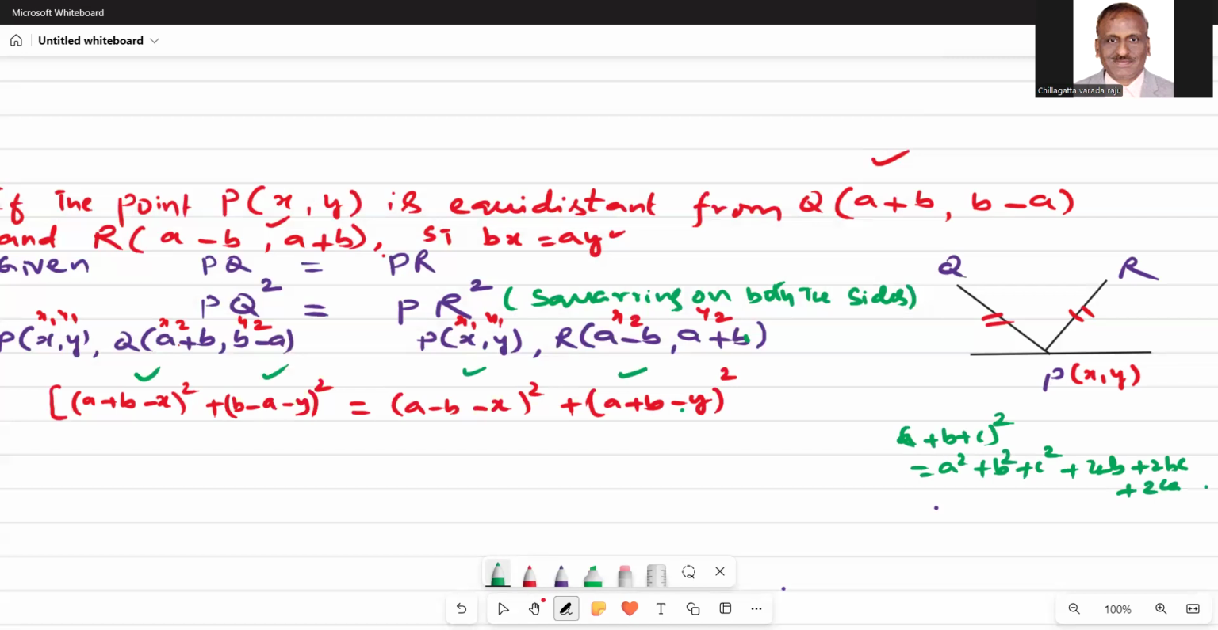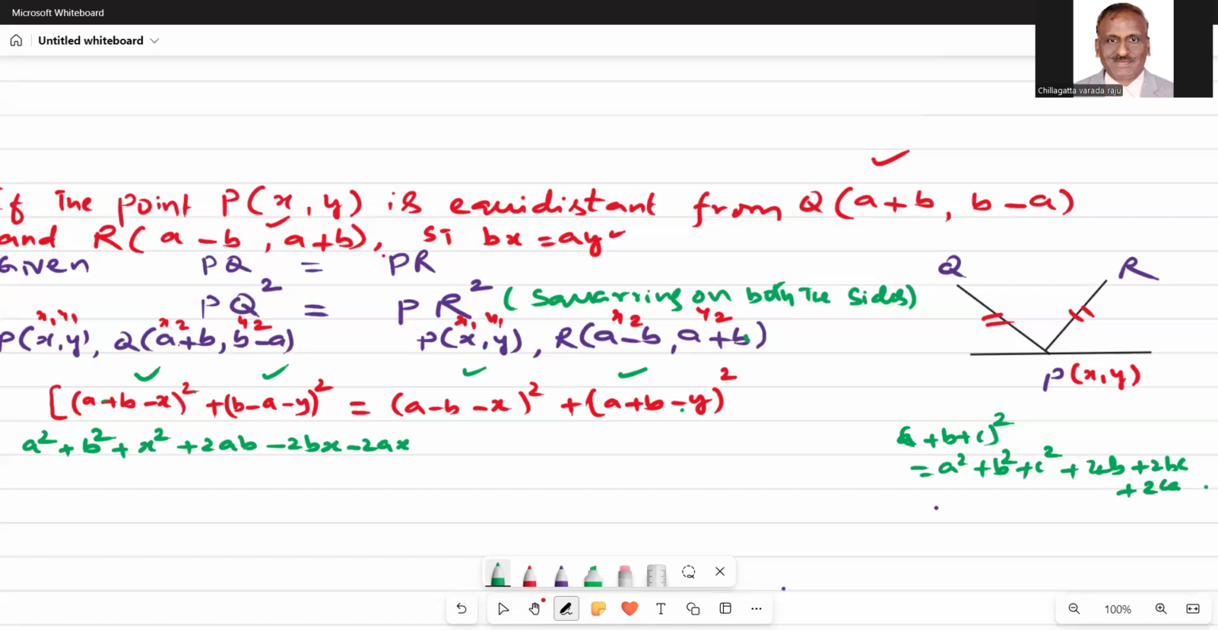So when you expand a plus b minus x whole square, that is a square plus b square, c square means plus x square, 2 into a into b plus 2ab, 2 into b into minus x minus 2bx, 2 into c into a, 2 into a into minus x minus 2ax. This is the expansion of a plus b minus x whole square.